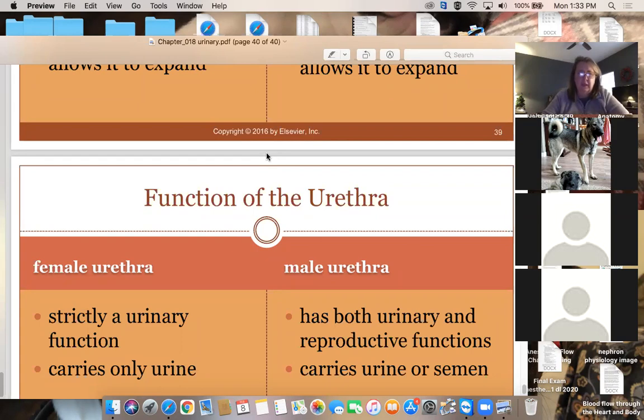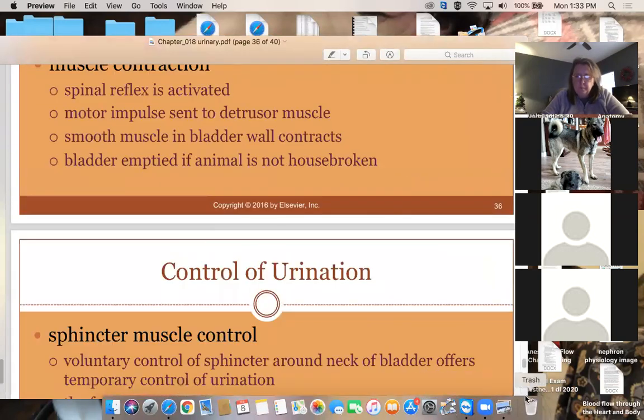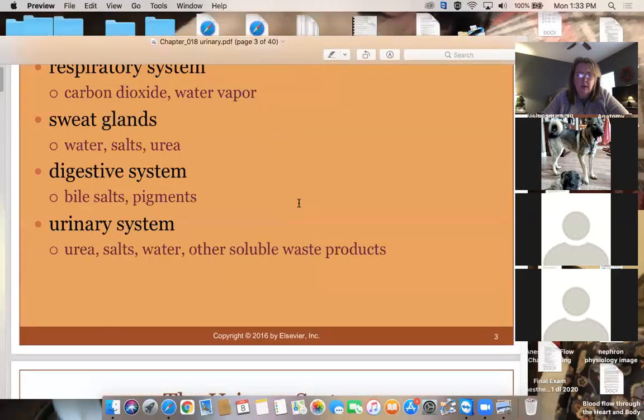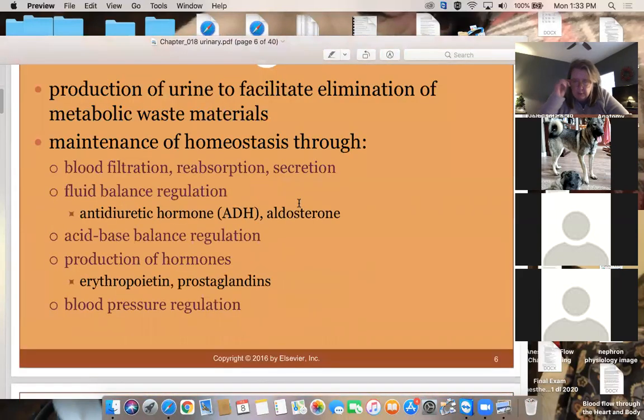It says identify functions of the kidney, which if we go back to slide number 6. So slide number 6, waste elimination, that's its number one job. Maintenance of homeostasis through blood filtration, reabsorption and secretion, fluid balance through regulation of ADH. We've got acid-base regulation, production of hormones, and blood pressure regulation.